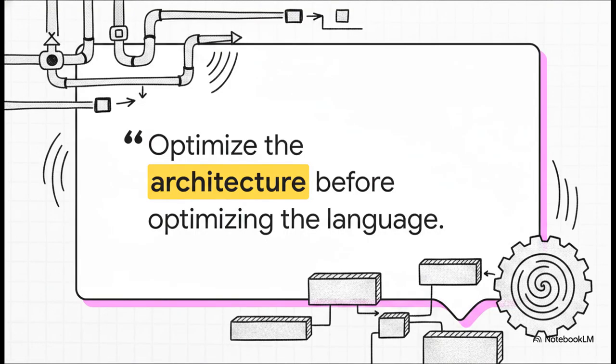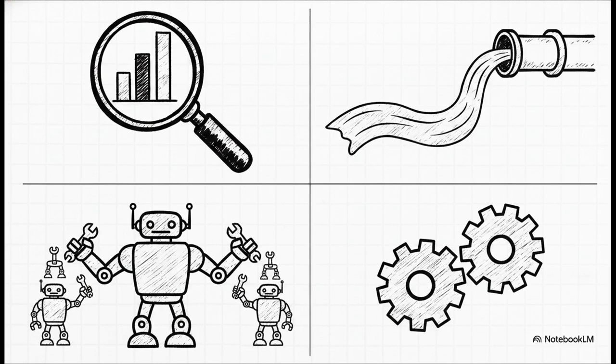And that gives us insight number 3. Optimize your architecture before you optimize your language. Smart architectural tweaks, like changing how you stream data or handle concurrency, are going to give you massive performance gains without the insane risk and time drain of a complete platform rewrite. So what's the game plan here? Here is your concrete checklist.